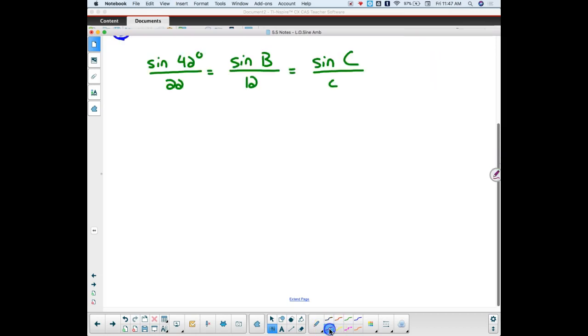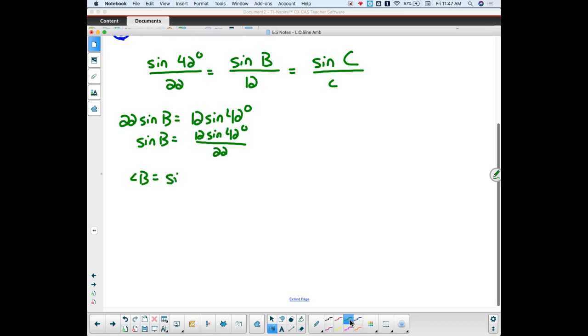So I would write this out as 22 times the sine of angle B is equal to 12 times the sine of 42 degrees. So the sine of angle B is 12 times the sine of 42 degrees divided by 22. So that tells me that angle B is going to be the inverse sine of 12 sines of 42 degrees divided by 22. So I go to my calculator.